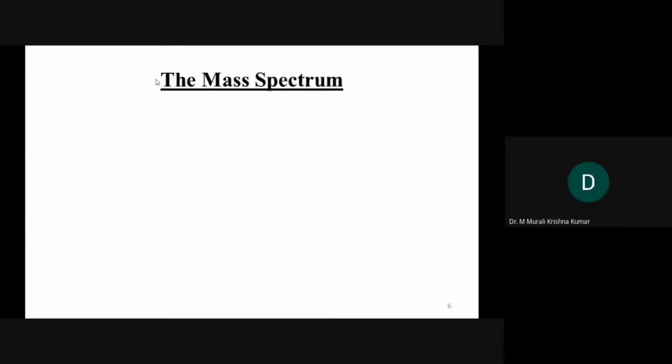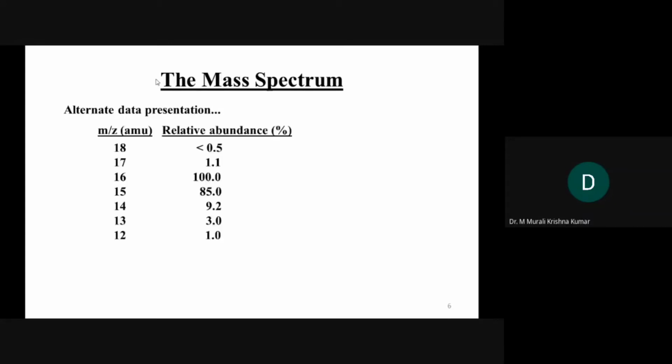The next one is, let's implement. Let's understand how the concept that we have learned over here can be applied. In case of mass spectrum, when you submit the sample, you can ask either for the spectrum or the data. Both can be used. So this is another way how we get the data output.